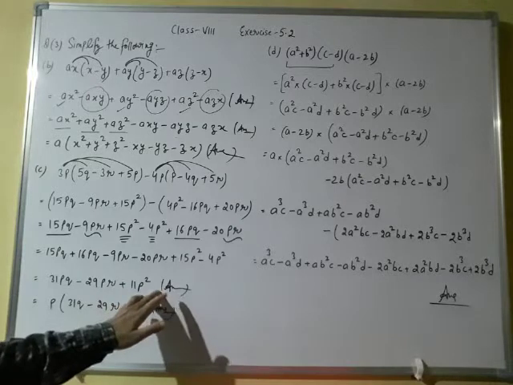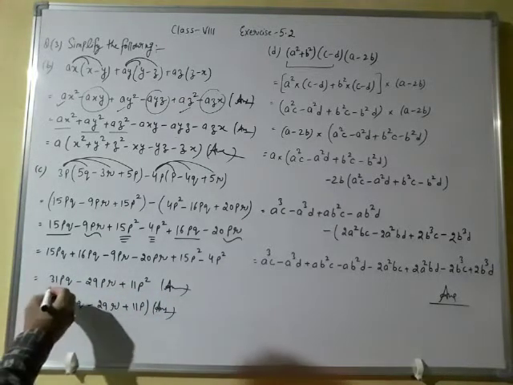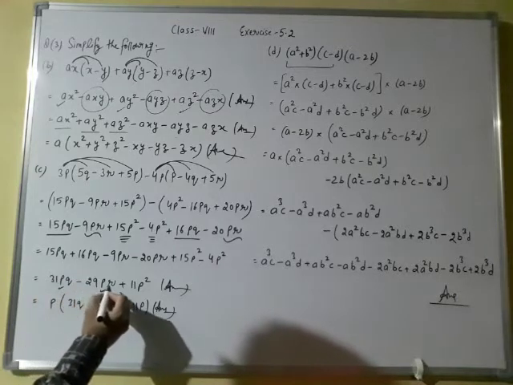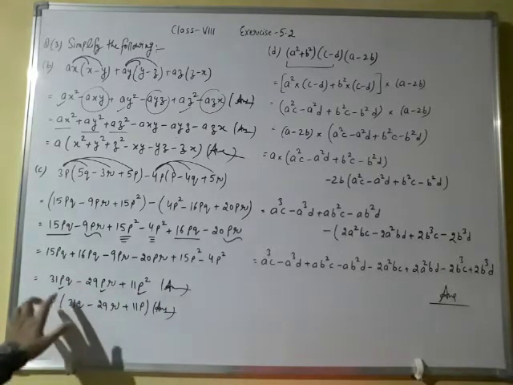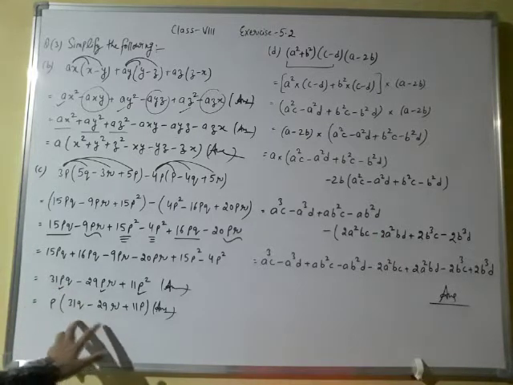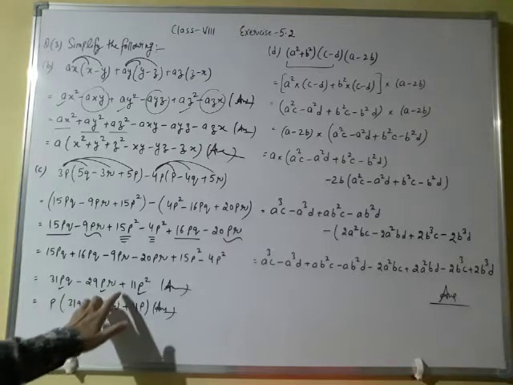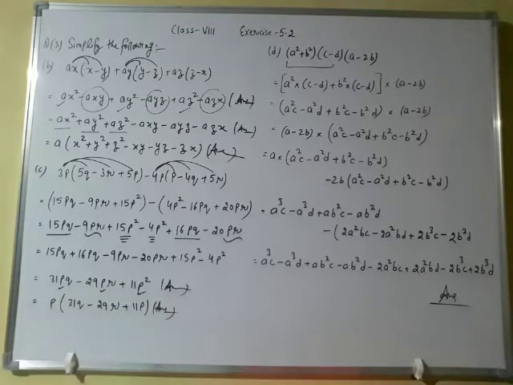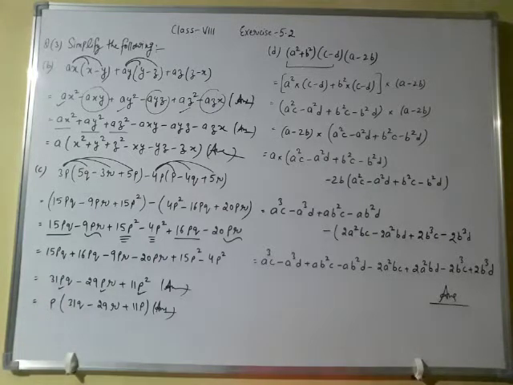This will be your answer, or you can see further that p is present in all the three terms. P is here, and p is here. So throughout we have taken p common and the remaining terms we have written within the bracket. p(31q minus 29r plus 11p). That will be your final answer. It can be your answer or it can be your answer. You can leave your answer at any step. Move on to the d part.